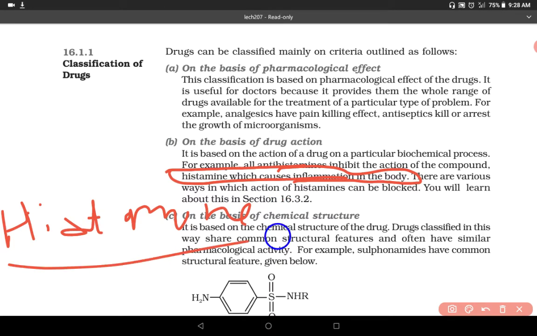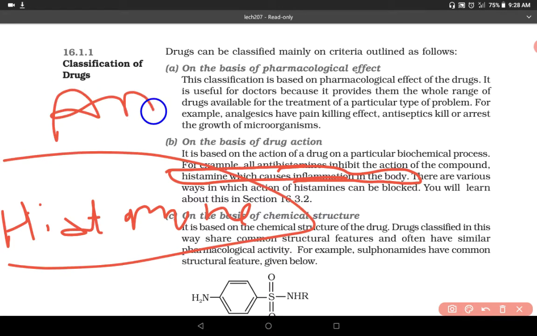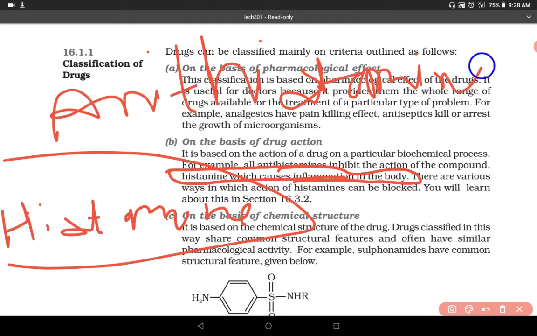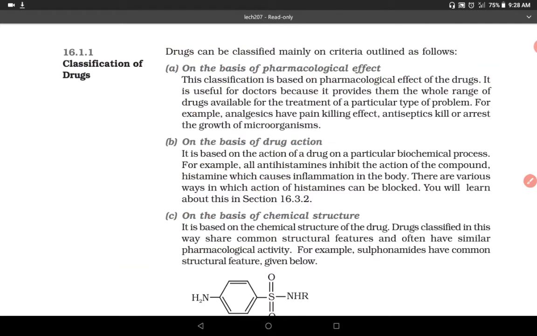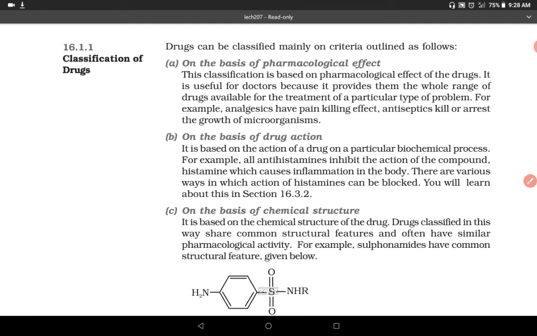But if we take an antihistamine, the biochemical reaction would change. This antihistamine performs a very major role, and it decreases and stops the inflammation in our body. That's why antihistamines are useful. There are various ways in which the action of histamines can be blocked. You will learn about this in section 16.3.2.